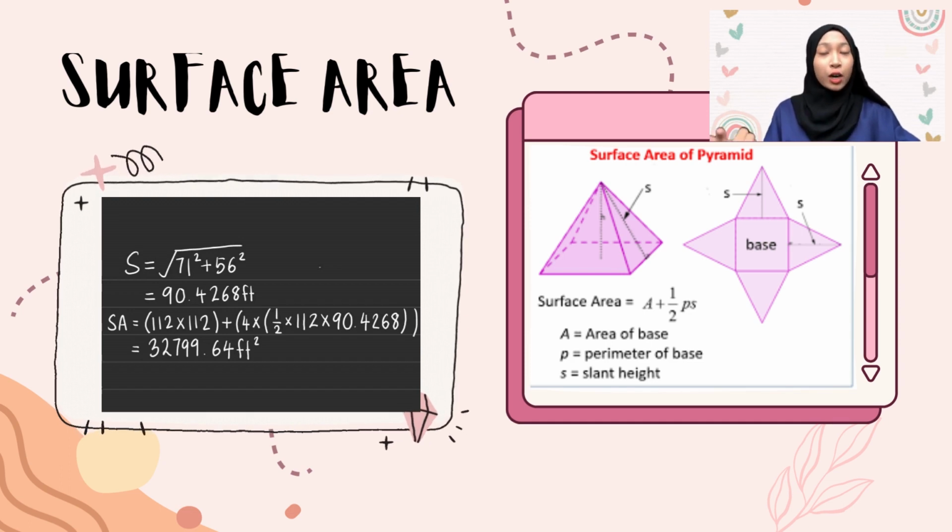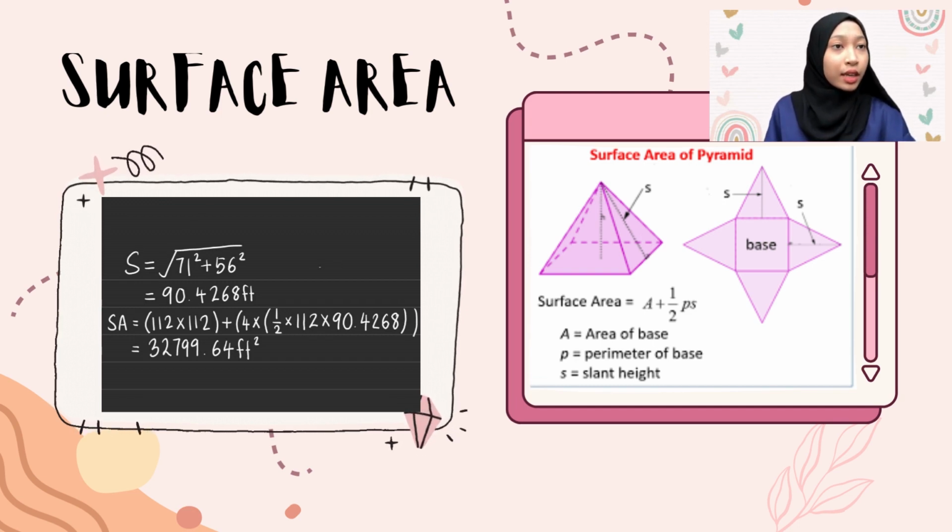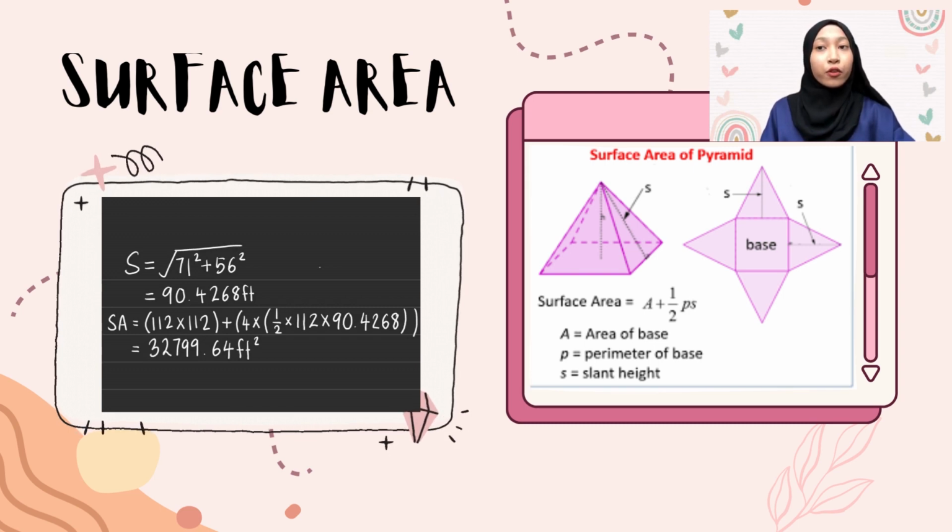How do we find the slant height? Do you know how to find the slant height? We can find the slant height by using the Pythagorean theorem. Just take one of the triangle sides of the pyramid, then divide it into a right triangle, like the picture shown in the slide. S is the slant height, and as we know, the square base length is 112 feet, so divided by 2, it will be 56 feet. Then just substitute it into the formula, which is the square root of 71 squared plus 56 squared. Then you will get the slant height, 90.4268 feet. When you already have the slant height, you can find the lateral face area.